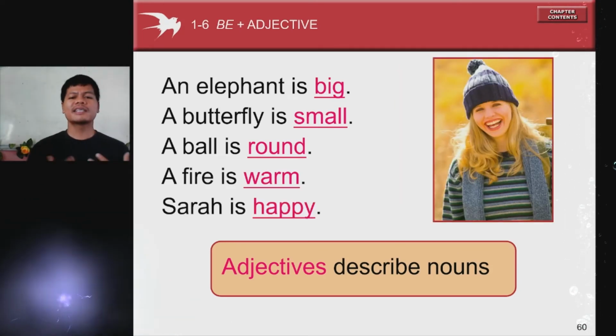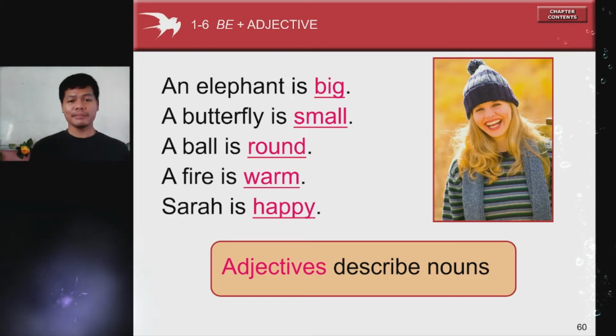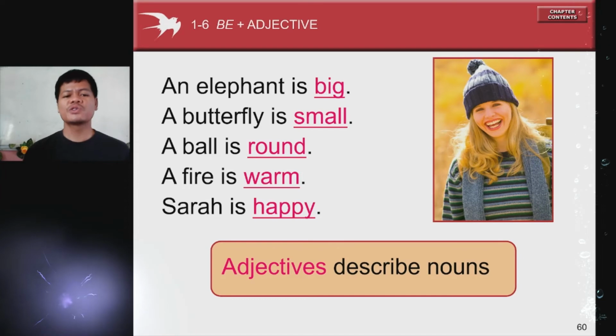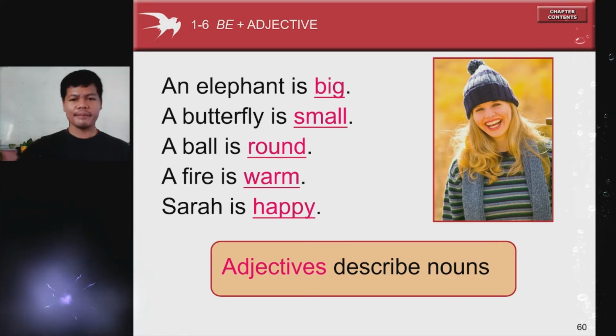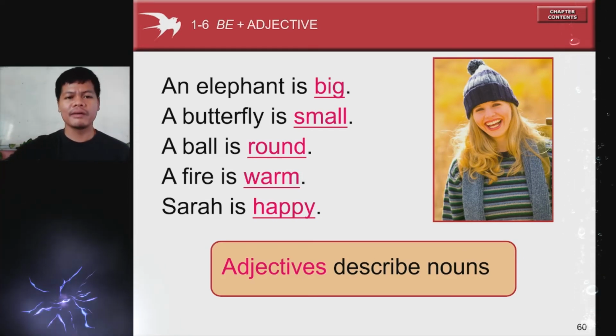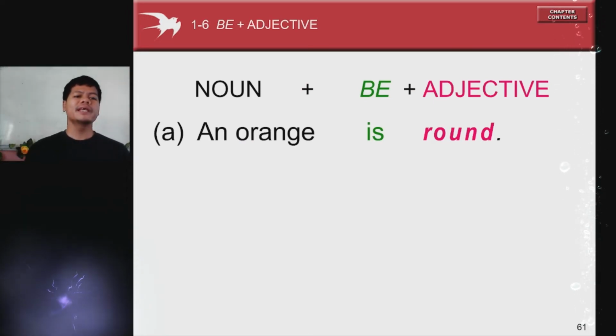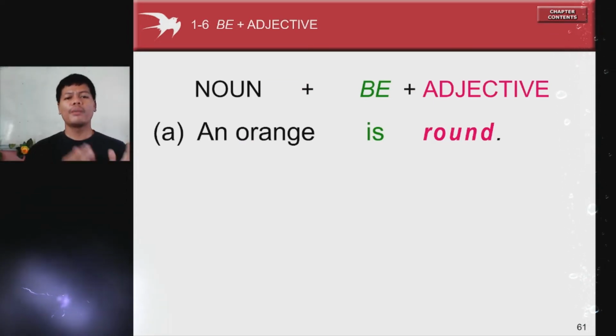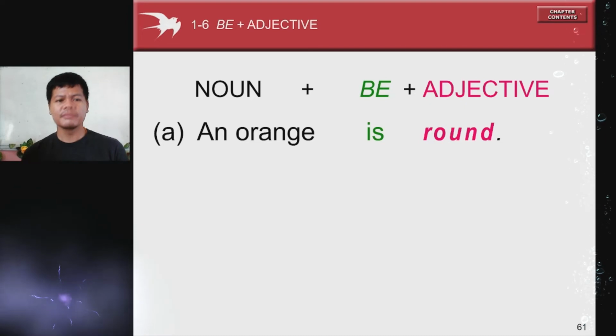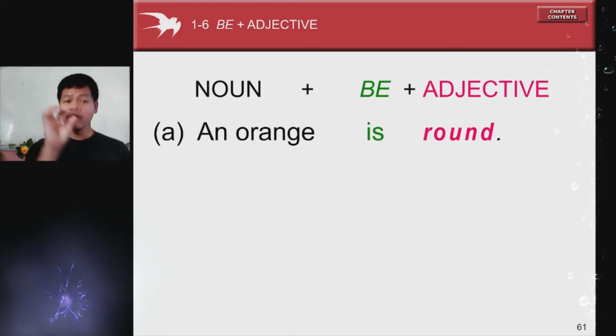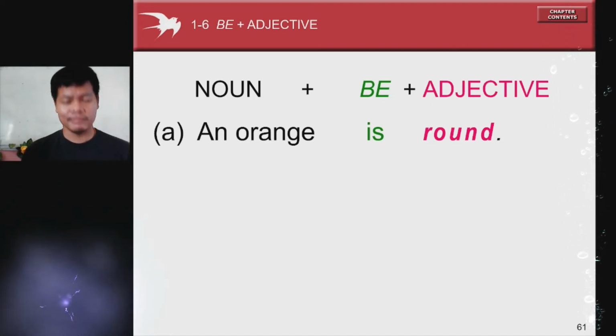Oh, Sarah is happy. She smiles. She laughs. She is so happy. Sarah is happy. Okay, the adjective describes now. Be plus adjective. Now, proud: be plus adjective. And orange is round. Oh, orange is round. Yes or not? Yes.